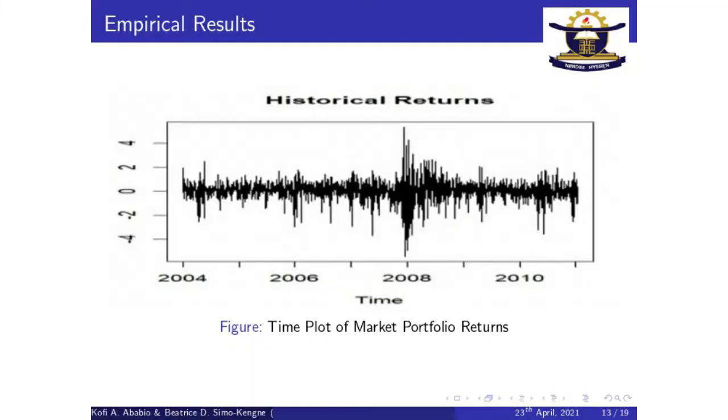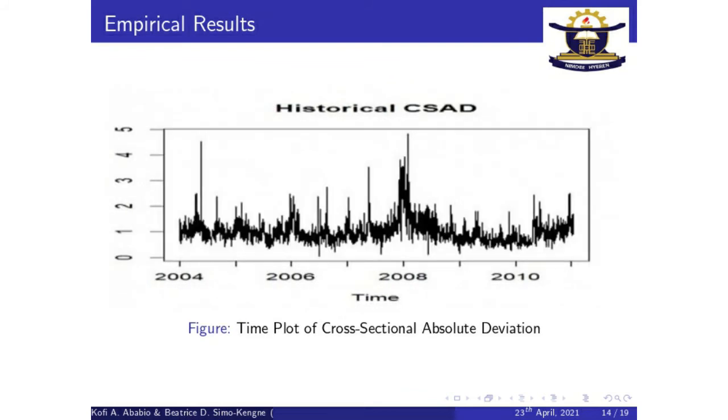Now we move on to the time plot of the market portfolio. You can observe that during 2008, the volatility was very high. This was also captured when you check the dispersion, the cross-sectional absolute deviation. If you check around 2008, you see a jump there. You see a stabilized time plot, but when you get to 2008, you see some jumps.